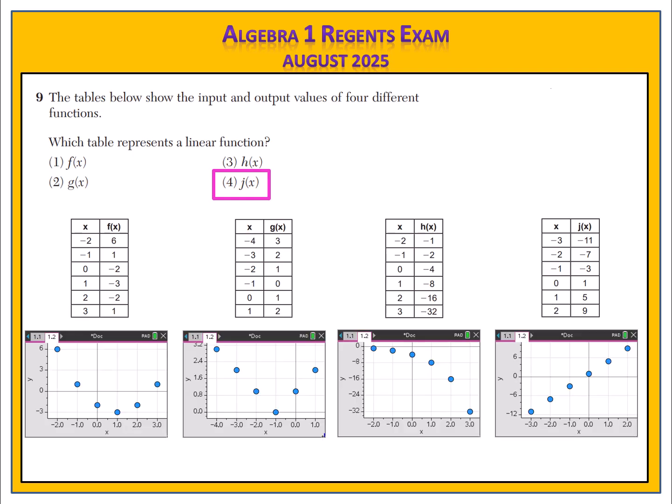We can see that the points are all different types of shapes. The first one is quadratic. The second appears to be absolute value. The third appears to be an exponential. And the fourth is a linear function because the points are all in a perfect line. Again, the function j of x, choice 4.